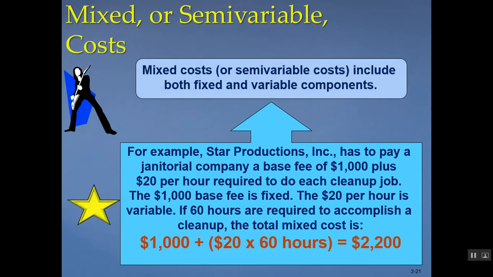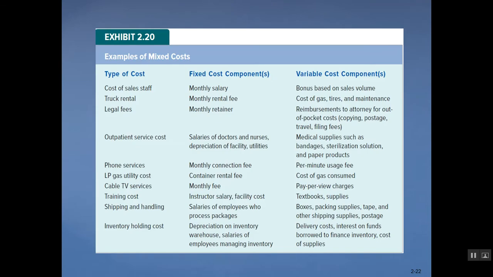I'm going to introduce this concept of mixed costs or semi-variable costs. Basically what it's saying is that a portion of the costs are fixed and a portion of it is variable. So for example, this company has to pay a janitorial company a base fee of $1,000 plus $20 per hour required to do each cleanup job. The base fee of $1,000 is fixed while the $20 per hour is variable. So a portion of it is fixed, and then if they work 60 hours, it's going to be an additional $1,200. These are all types of different mixed costs that you see in companies.